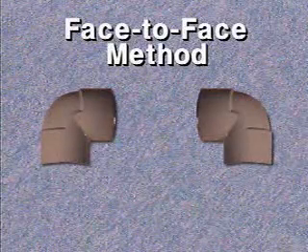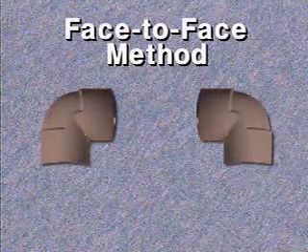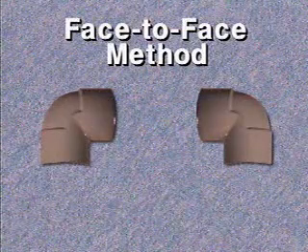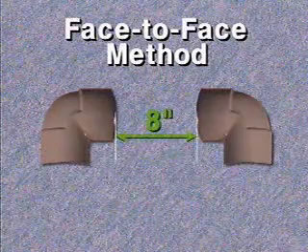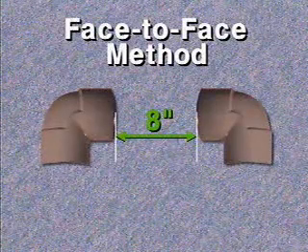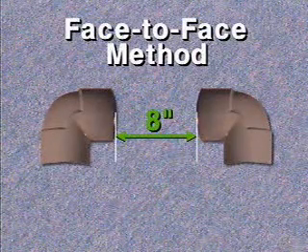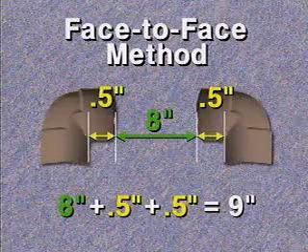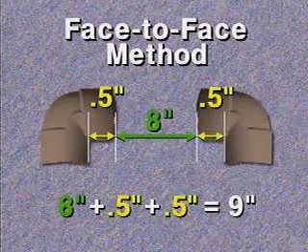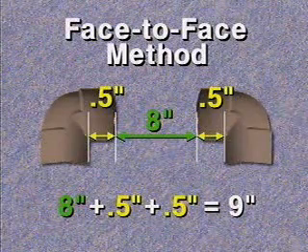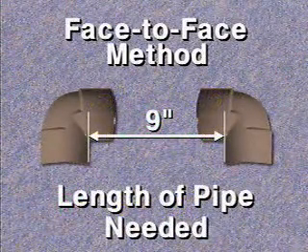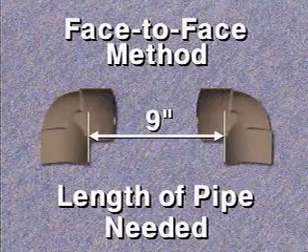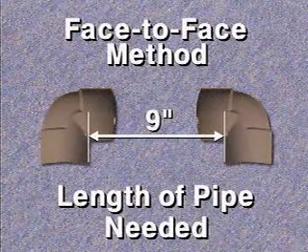Calculating the correct length of pipe with the face-to-face method generally consists of two steps. Let's look at an example. First, measure the distance from the face of one fitting to the face of the other fitting. Add the engagement depth of each fitting to the face-to-face distance measurement from step 1. And this is the length of pipe needed between these two fittings. You can now measure and mark the pipe for cutting.